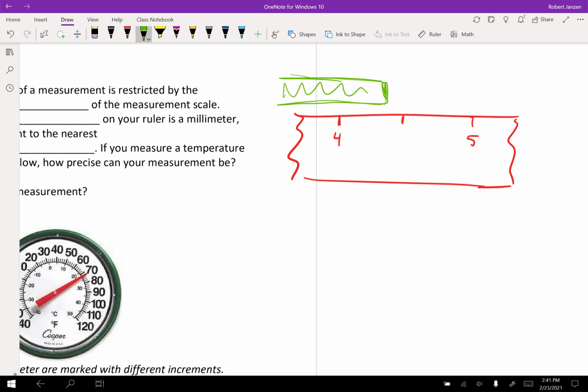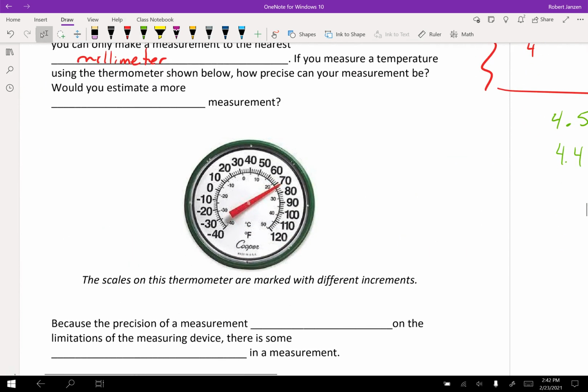We would say this is 4.5 because it's closer to 4.5 than it is to 4, and really we don't know for sure what the measurements are there. We don't know what the increments are. So when we have precision, that's what we have to use for our measurements. Now if I had those markings like that, I would say that's 4.4 centimeters, sorry. So it depends on how precise the object that we're measuring with is.